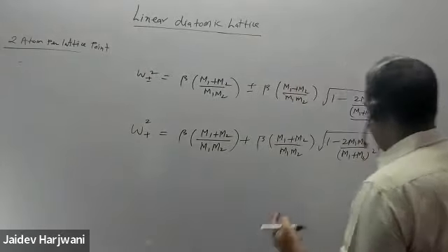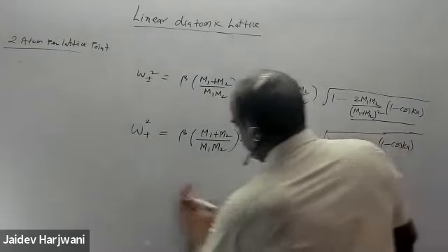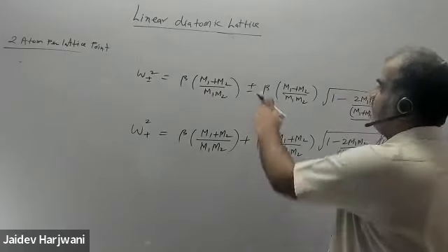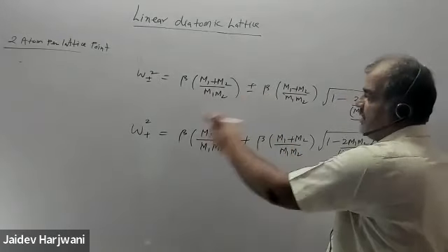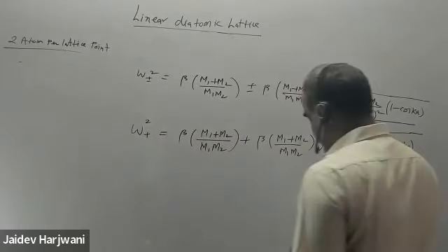So we'll see further how to analyze. Plus sign denotes higher values of omega, because this is plus here, so this is the higher frequency branch. Minus is the lower frequency branch.